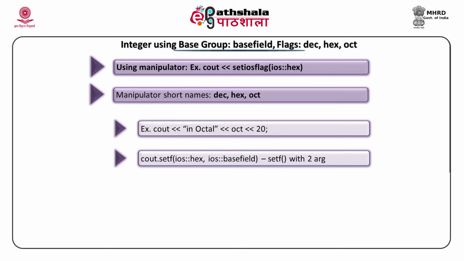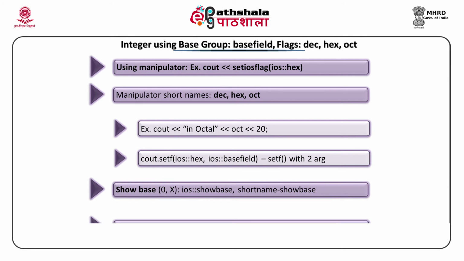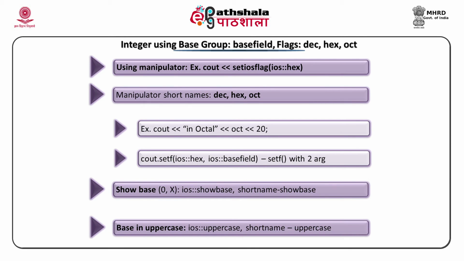Now, with this we can also specify whether I want to display the base or not. To show the base, we should use IOS : show base flag, and even we can specify whether the base is to be shown in uppercase or lowercase, especially in case of hexa. The base is shown as X, and if I want to show X in uppercase, I should specify uppercase. If I want to show X in lowercase, I should not specify uppercase. So, uppercase and show base are the additional flag we can use with this type of data.